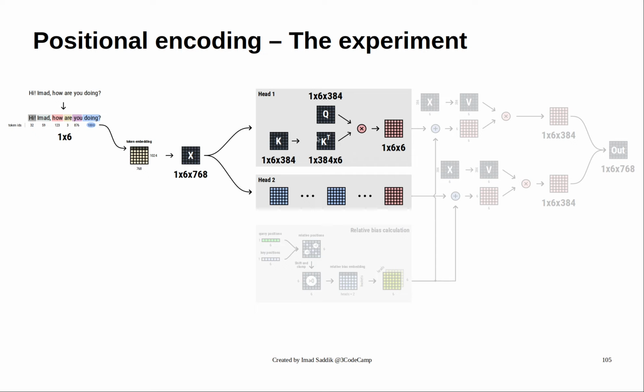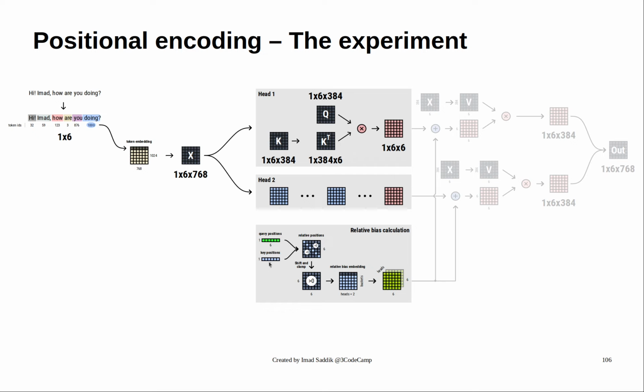We transpose k to get this tensor. So the shape is 1 by 384 by 6. After that, we multiply these 2 tensors, and at the end we get a tensor of size 1 by 6 by 6. We do the same thing for the second head, and we stop here. We don't continue. We go back to the layer where we calculate the relative bias and do this.